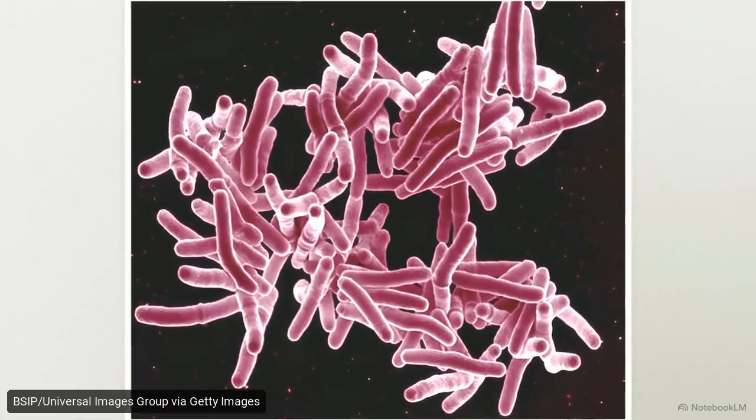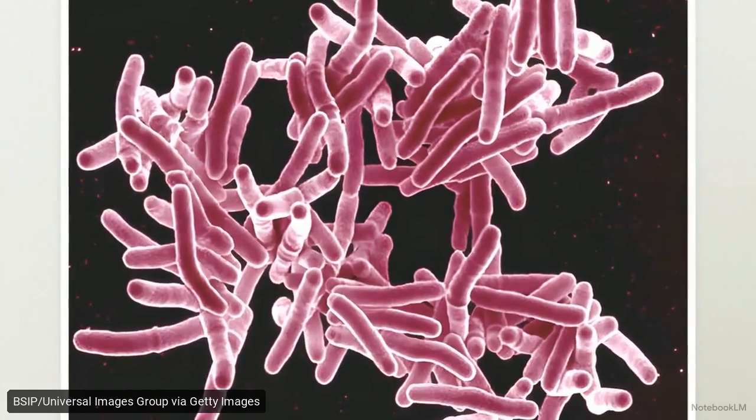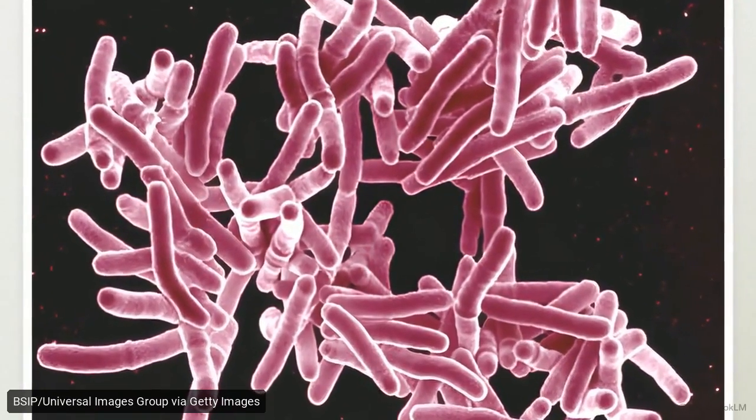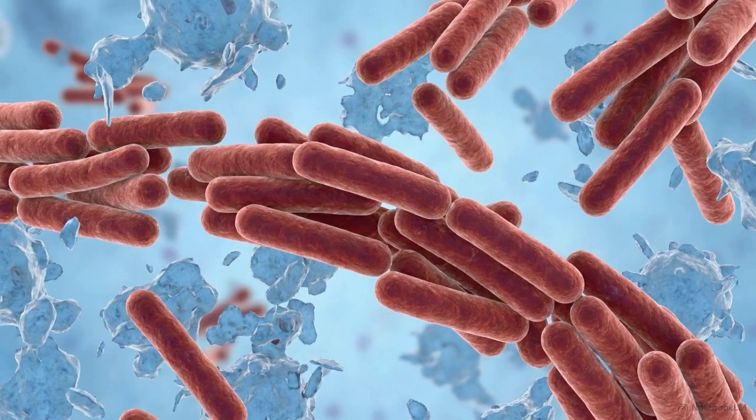The organism you are looking at is Mycobacterium tuberculosis. It is an obligate aerobe and a facultative intracellular pathogen. Its defining structural feature is a thick protective layer of mycolic acid in its cell wall, causing it to retain dye and present as positive on an acid-fast stain.